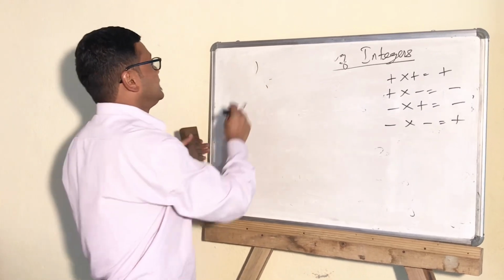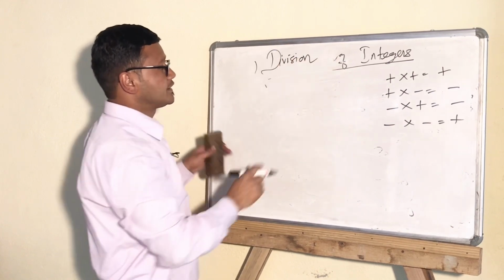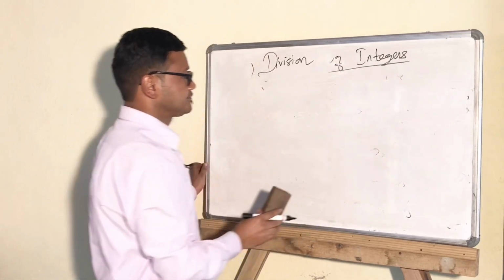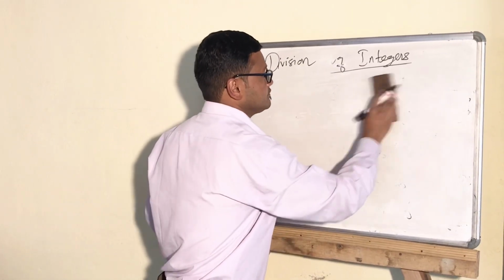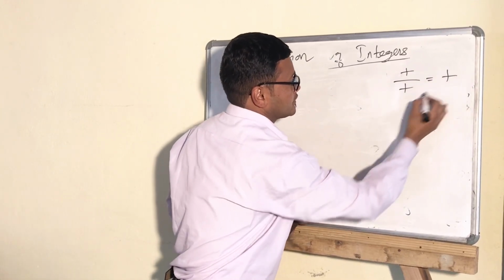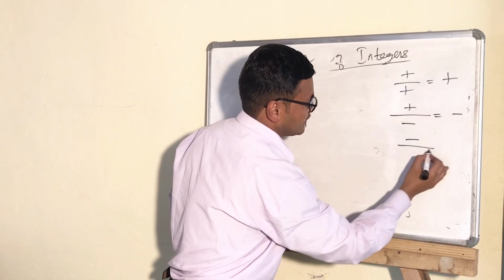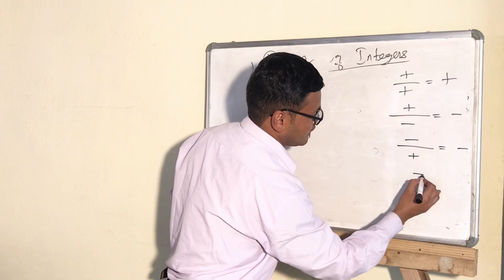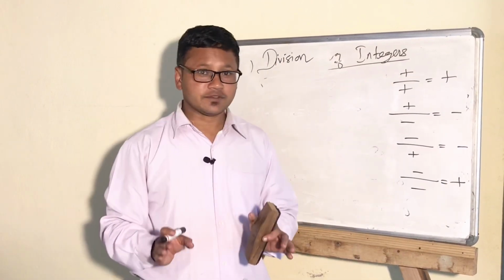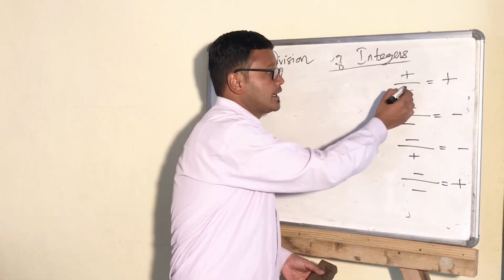Division of integers. There is also a sign convention for the division of integers, like plus divided by plus, plus. Okay. Don't be confused, it's very much simple, like multiplication of integers, division of integers: plus divided by plus, plus only.